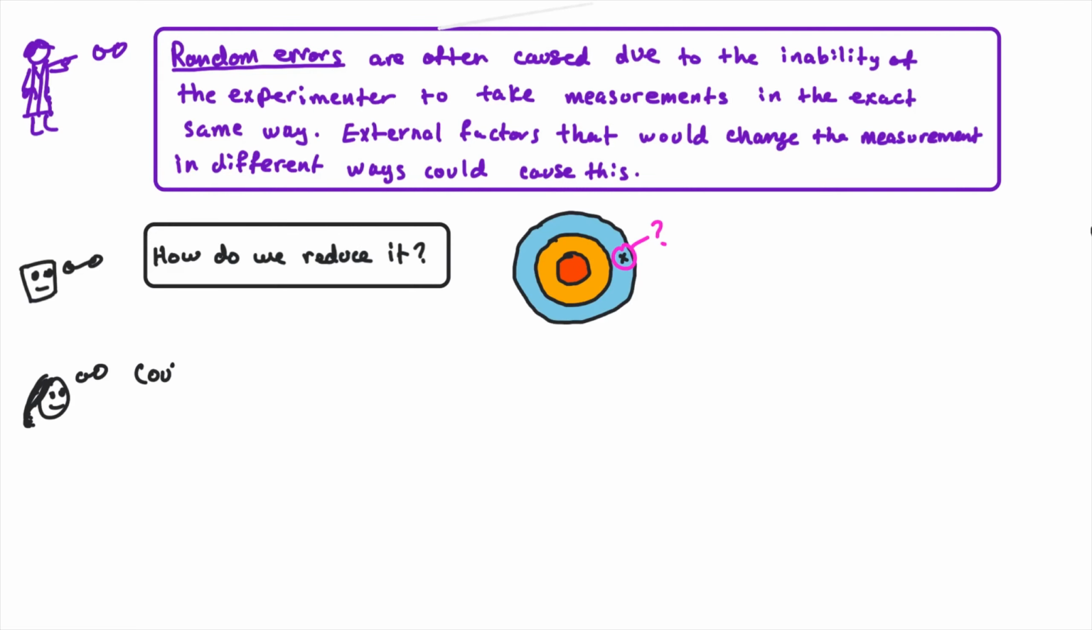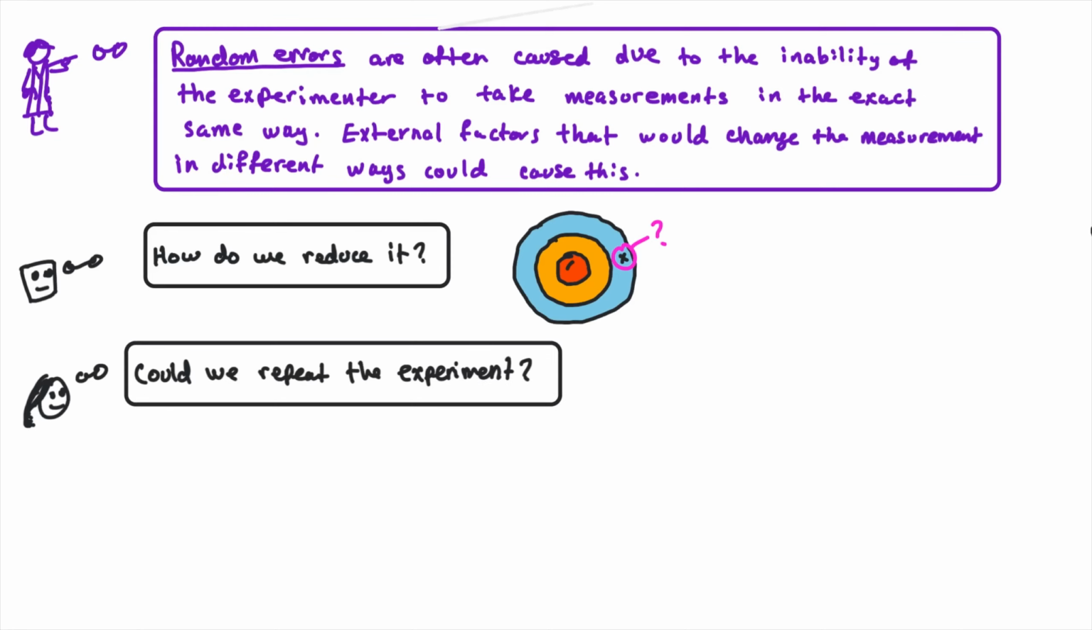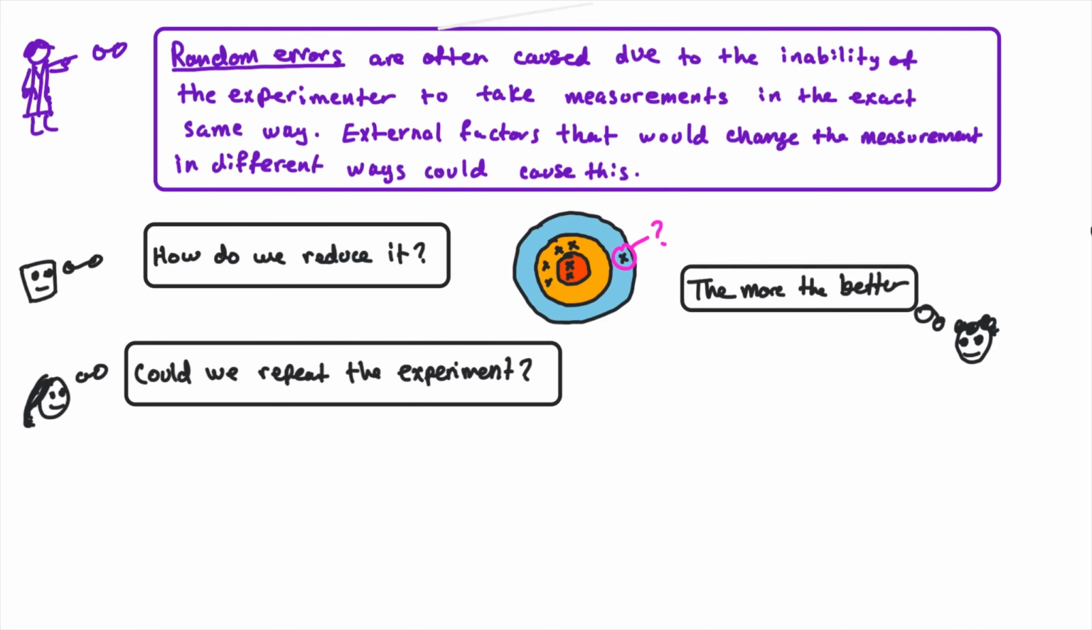Negda suggested, could we repeat the experiment again? Baba confirmed that it makes sense that more data would be better. Mr. S said, these are great ideas. Let's repeat the experiment 3 more times. The more trials, the better.